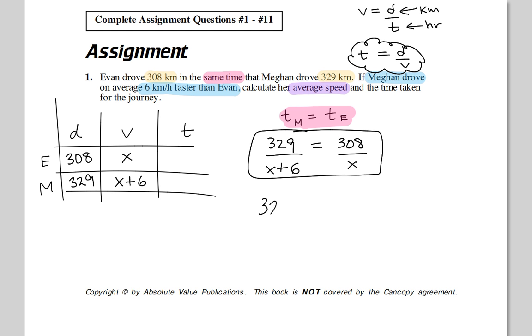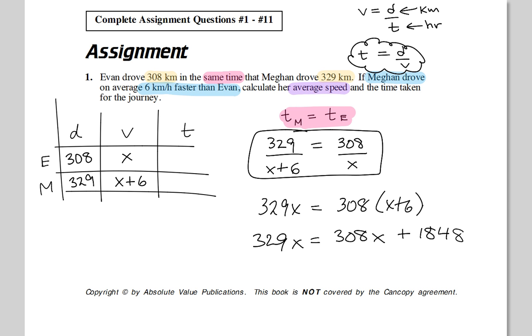Cross multiplying, we got 329x equals 308x plus 6. Distributing the 308. And help me out with 308 times 6. All right. Now how to solve this linear equation. Put 308 to the other side with subtraction. What does that leave?